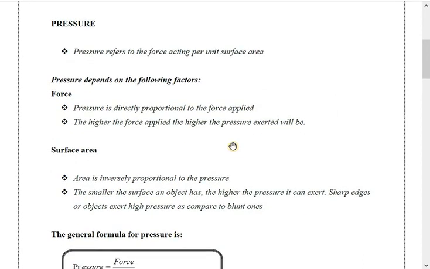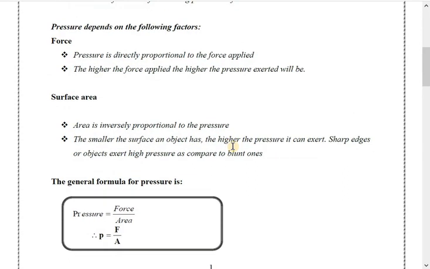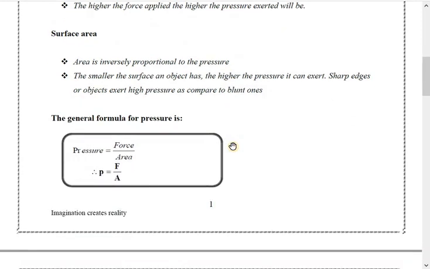recall the definition of pressure. Pressure refers to the force acting per unit area. Pressure is directly proportional to the force applied. The greater the force that is applied, the more the pressure. It is directly proportional to the force applied, and it is inversely proportional to the area.